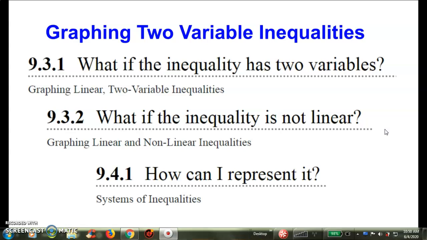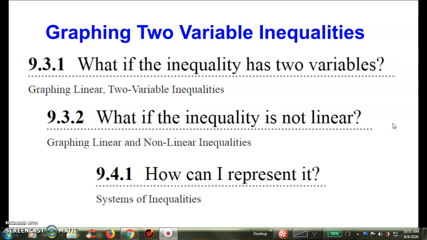And as you can see by this title page, these topics come from chapter 9 in the CPM book. So I'm taking some examples from 3 different sections. The first one will be graphing a linear two-variable inequality. The second one, I'm going to add a couple of non-linear inequalities, one that's exponential and one that's quadratic. And then from section 9.4.1, what does it look like when you're graphing systems of inequalities? Like, how does that get presented? So that would be a situation where you have 2 inequalities or even more on the same graph.